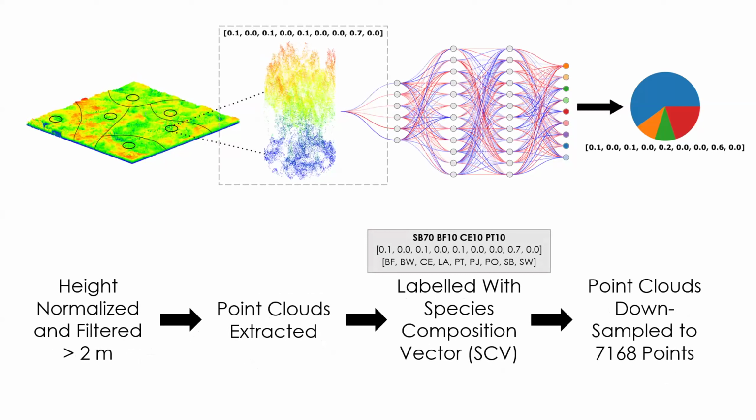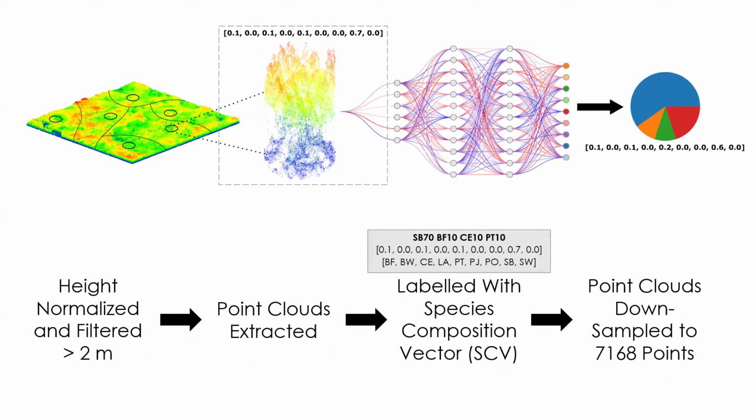Once we extracted those point clouds from those plots, we height normalized them and then filtered any points that were below the 2 meter mark, just so that we were only getting the structure of the tree itself and we weren't getting any ground classifications or any sort of low vegetation being impacted by that.